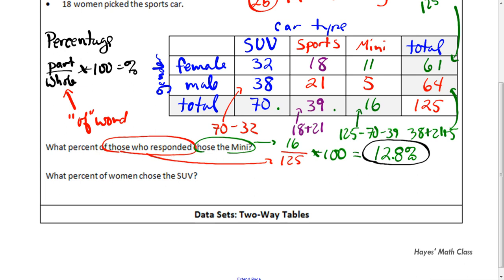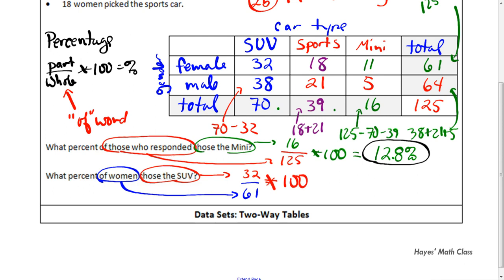Down over here, check this out. What percent of women? So that's my big group. That's going to go on the bottom. So how many women do we have total here? Women, we have 61. Oh, they're choosing the SUV. That number goes on the top. So that is 32 women chose it. And then we're going to multiply that through by 100.